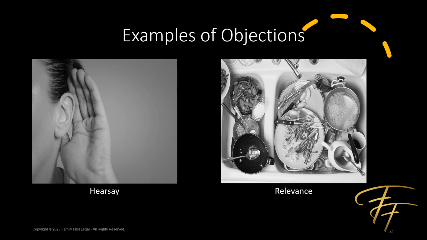Examples of objections you might use. So this might be a big question for you. What types of things can I say that will legally allow me to prevent evidence from being shown to the court or given to the court? Now, these are two of the most used objections in family law: hearsay and relevance.